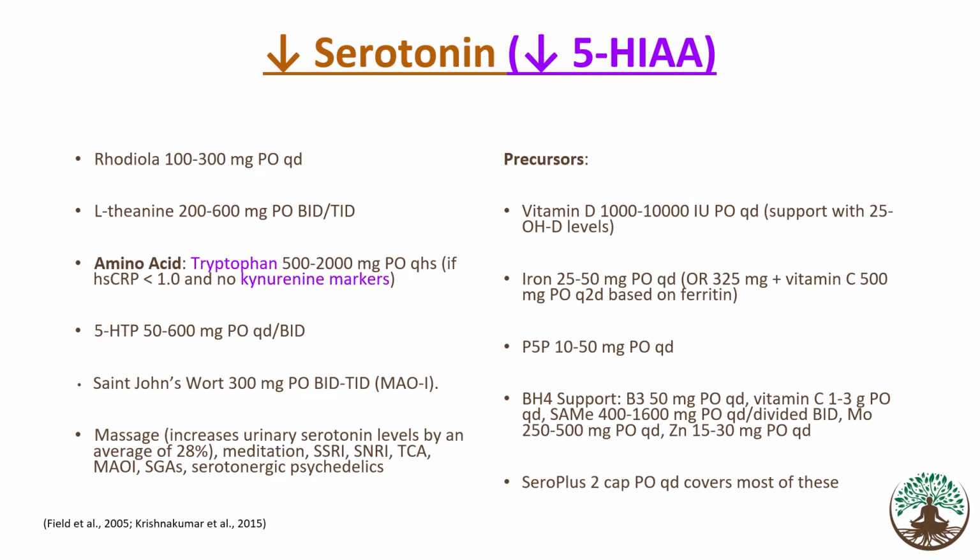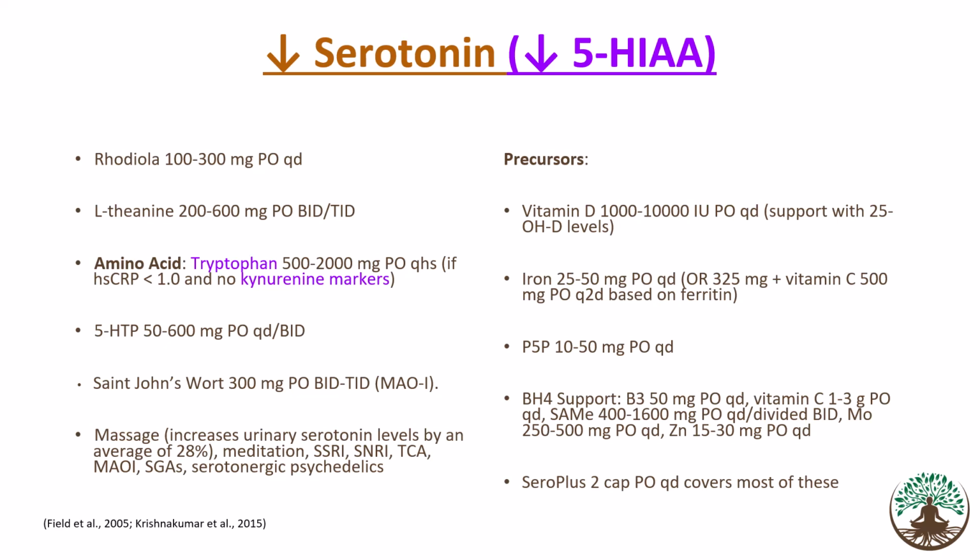For low serotonin, outside of rhodiola and L-theanine, some other agents that increase serotonin include St. John's wort, massage, meditation, SSRIs, SNRIs, TCAs, MAOIs, SGAs, and serotonergic psychedelics. The amino acid to consider for low serotonin is tryptophan.